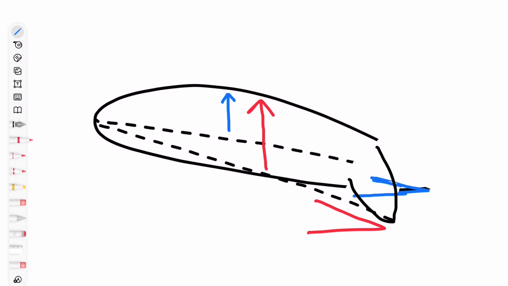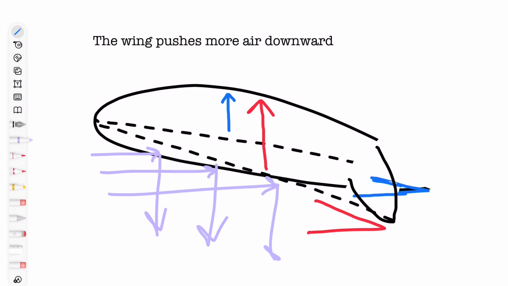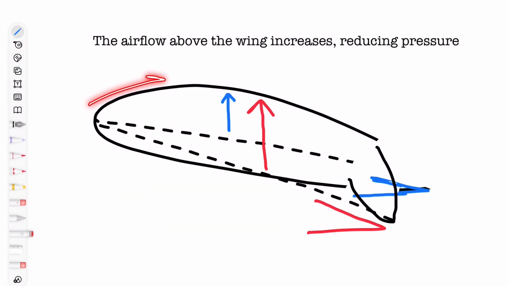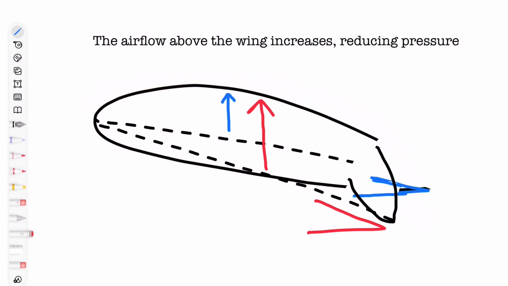What does that mean for lift? Well, 2 things happen. First, the wing pushes more air downward, increasing the upward reaction force. In addition, the airflow above the wing has to speed up even more to follow the steeper curve, which reduces pressure on top of the wing. This concept is explained more in the first video on lift. Both of these effects add up to a big boost in lift.